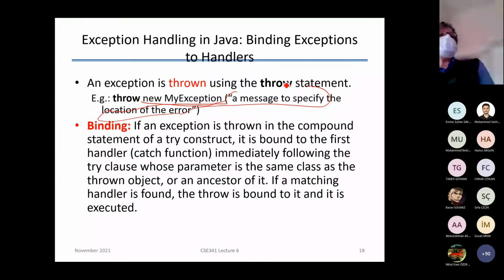The binding happens if an exception is thrown in the compound statement of a try construct. It is bound to the first handler, or catch function, immediately following the try clause, whose parameter is the same class as the thrown object. So whatever the thrown object is, as long as there is a catch function following the try block, it will catch it, or an ancestor of it. So it doesn't need to be just the same class, it can also be an ancestor class. If a matching handler is found, the throw is bound to it and it is executed.